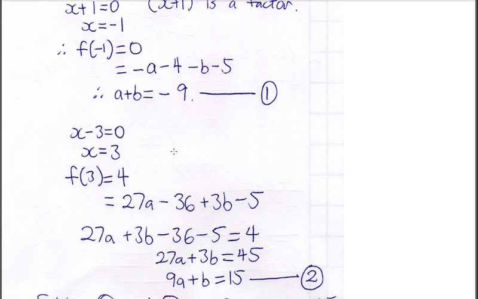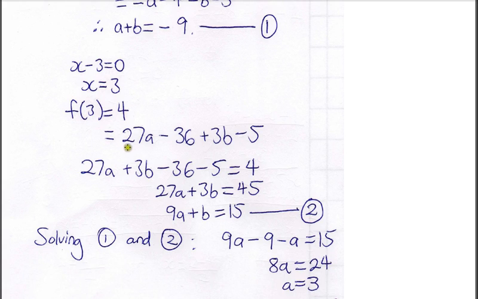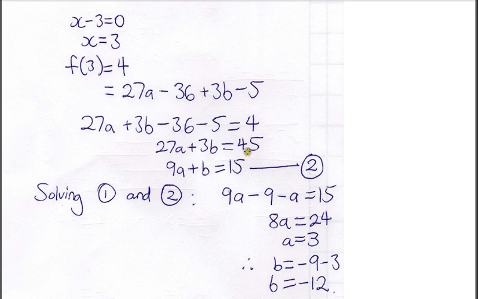Now, we also know that when the function is divided by x minus 3, we get a remainder of 4. In other words, when x minus 3 equals 0, x equals 3. So f(3) will equal 4. By substituting x equals 3 into the function, we obtain 27a minus 36 plus 3b minus 5 equals 4. Simplifying this, we obtain 9a plus b equals 15.